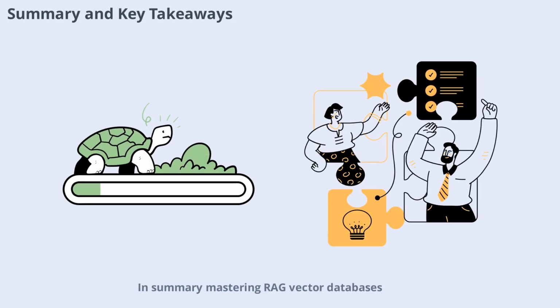Summary: mastering RAG, vector databases, and chunking strategies is essential for anyone building advanced AI agents. These techniques solve real-world challenges like static knowledge, hallucinations, and inefficient retrieval, enabling smarter, more context-aware systems. Remember to focus on data quality, retrieval accuracy, and system transparency for the best results.